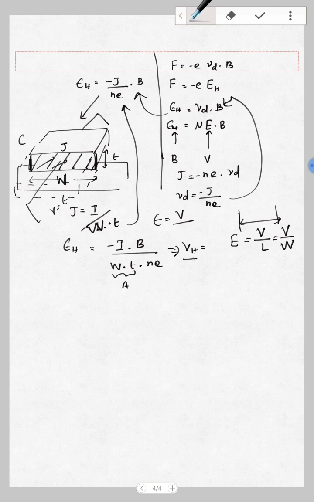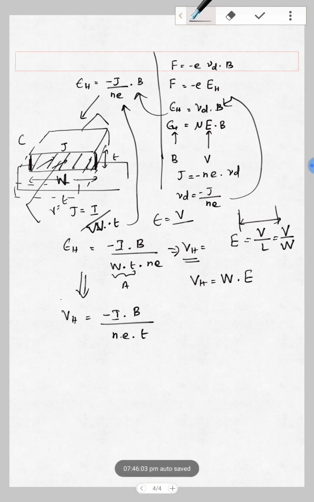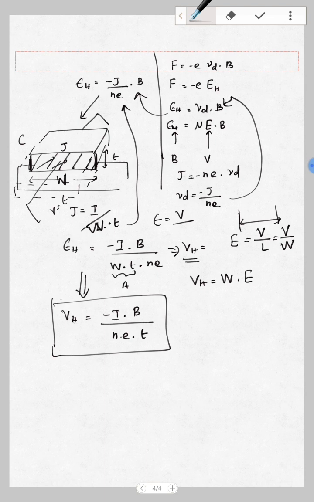So here, if the problem gives the Hall voltage, I can write V_H is nothing but the distance across these two points, W, times the electric field. If I rearrange this equation, the Hall voltage can also be written as minus I times B divided by n times e times T. So W and W will be cancelled out. This is also one of the relations. It will be quite useful in the problems.